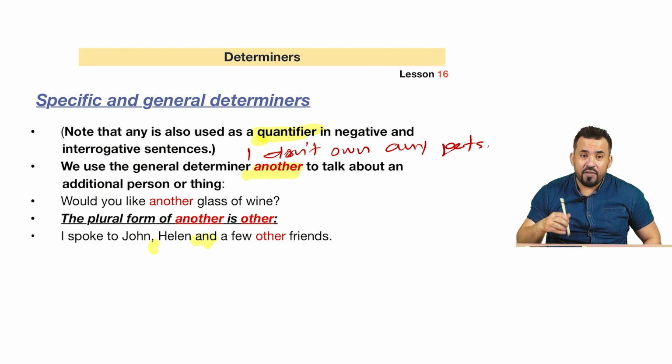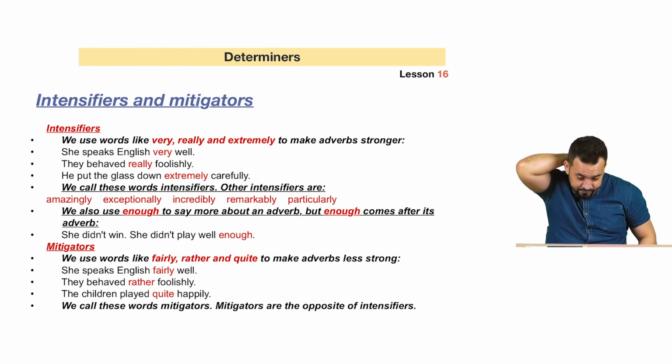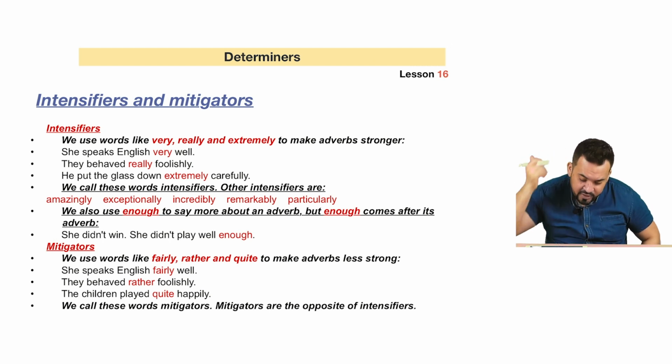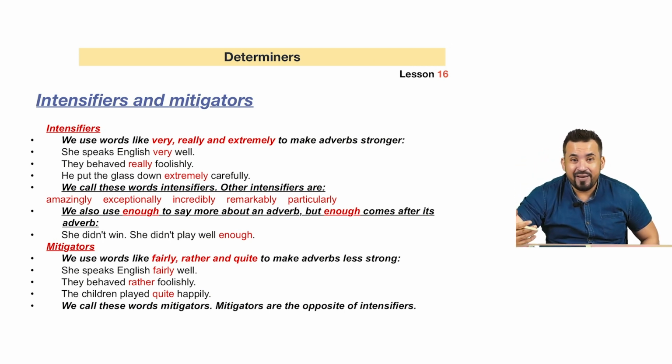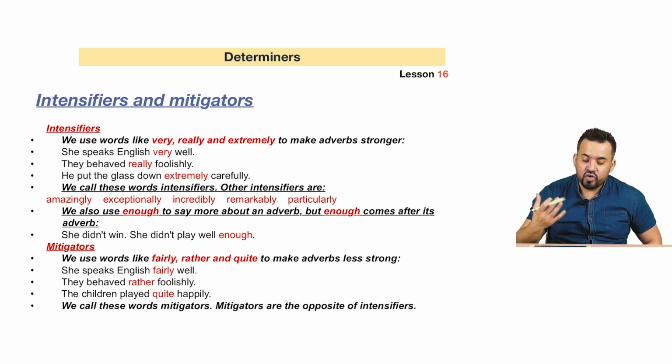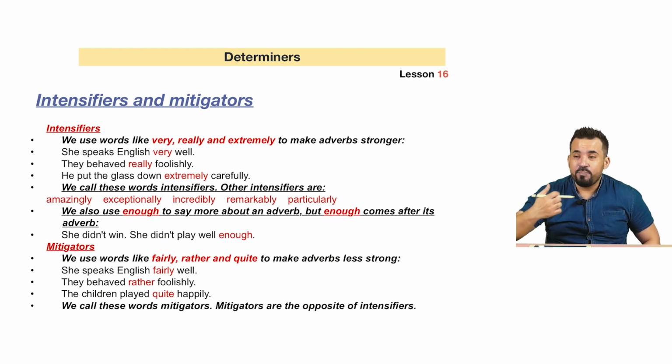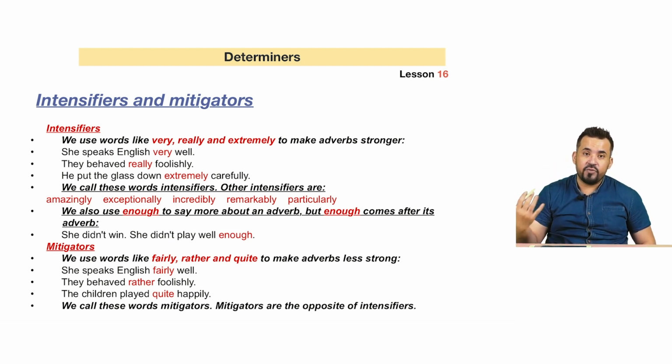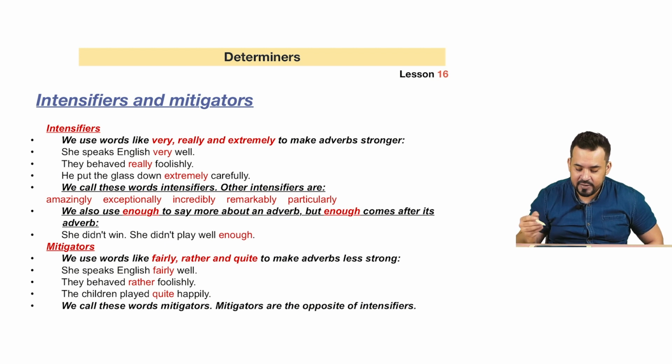So another, it means just additional, right? Okay, now let's take a look at intensifiers and mitigators. What are intensifiers? We use words like really, very, extremely to give more emphasis, or to make the sentence more intense, right? Hence the word intensifier, to intensify. All right, let's take a look.